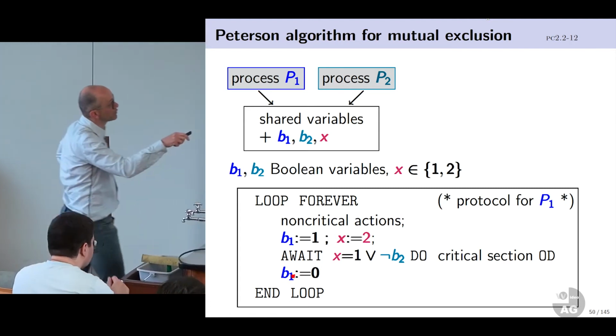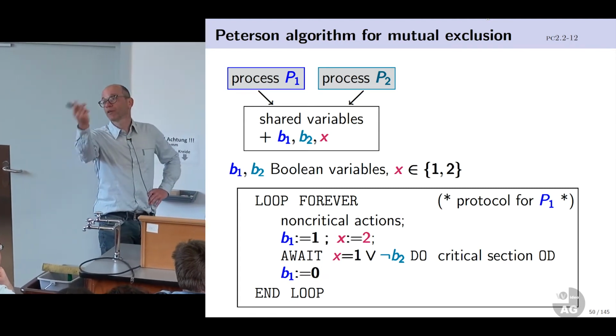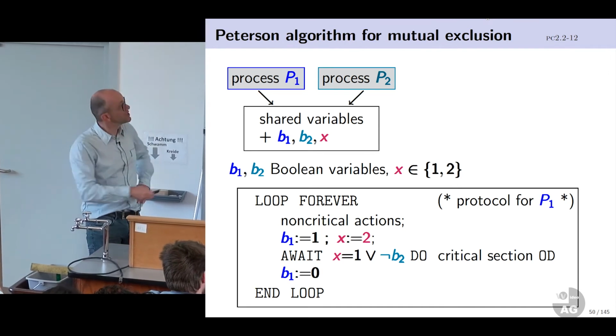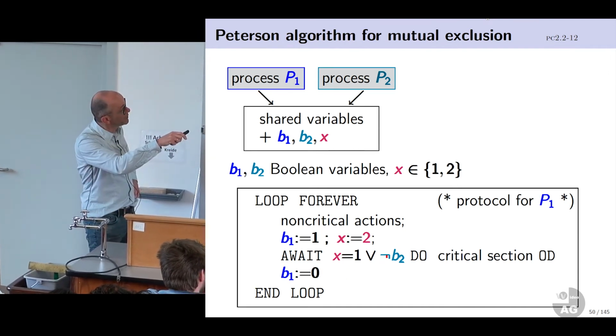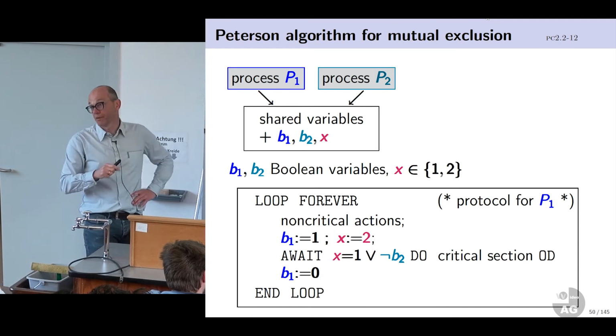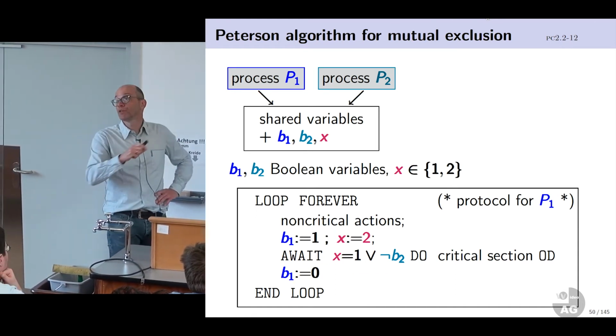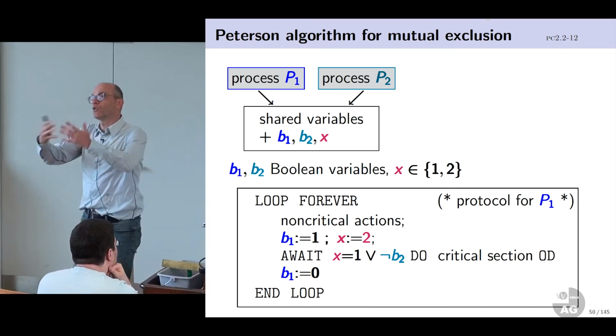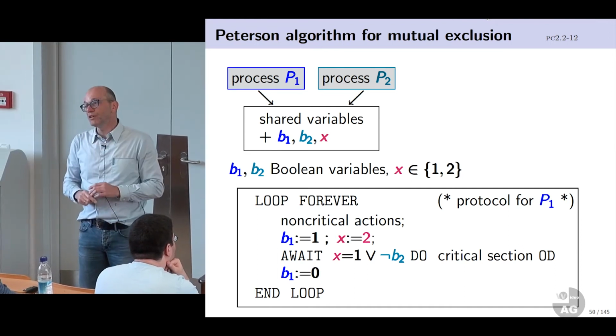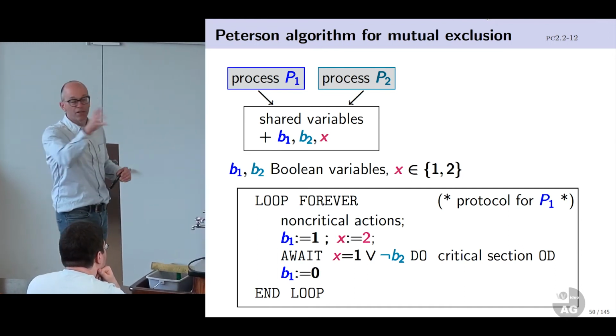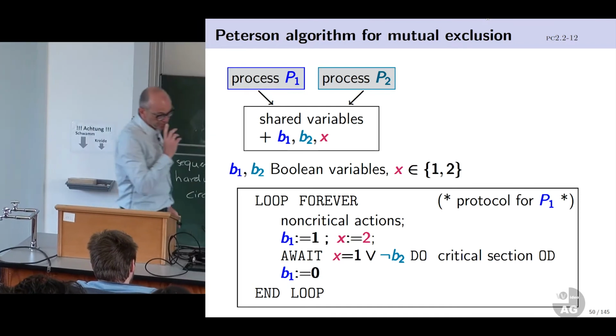Why is setting b1 to 0 important? Think about the other thread. The other thread has a very similar guard, but the second disjunct will be non-b1. So by setting b1 to 0, it's a kind of local signal to your competing thread saying, listen, maybe it's now your turn.